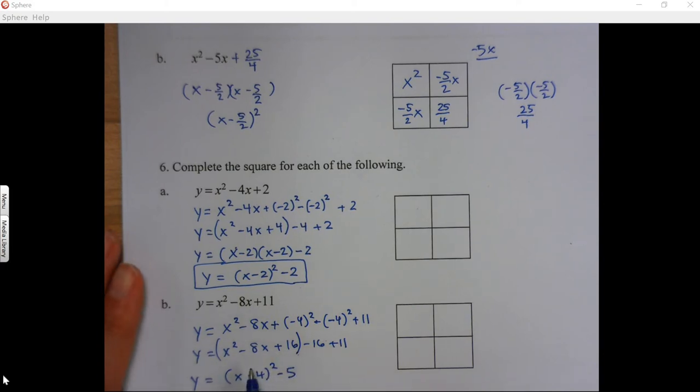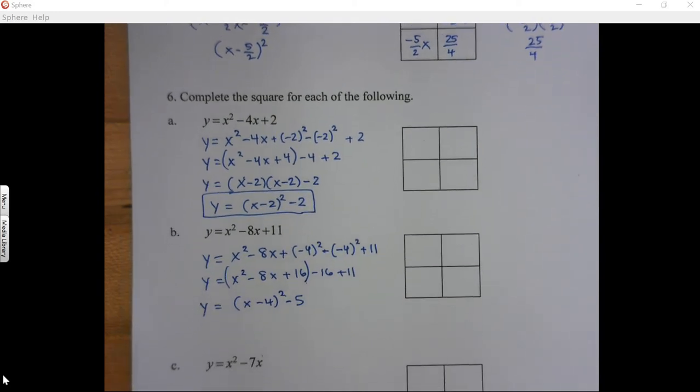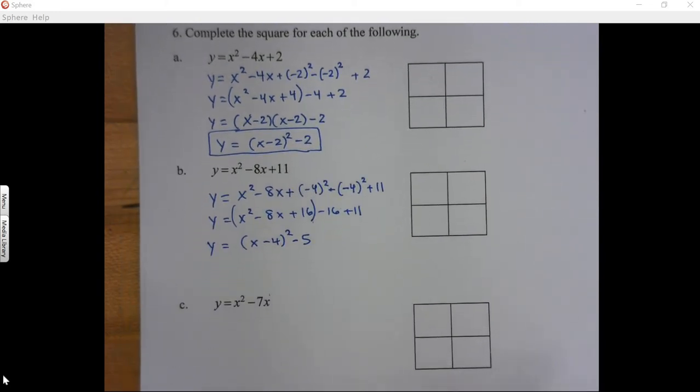Again, I did some work in my head. I know that when I factor the x squared minus 8x plus 16, it's going to factor into two of these. So I have just written it in the terms of x minus 4 squared and then minus 5. Feel free to use as many steps as you need to. On part C here, same idea.